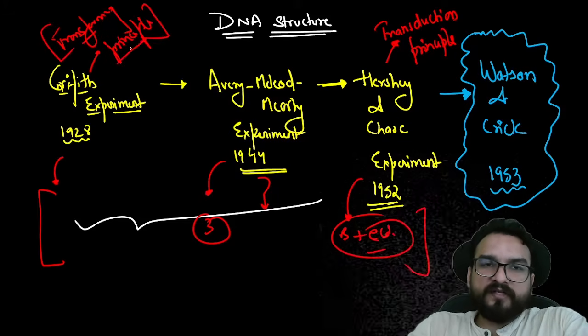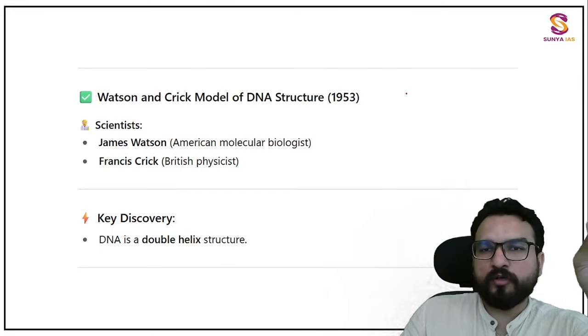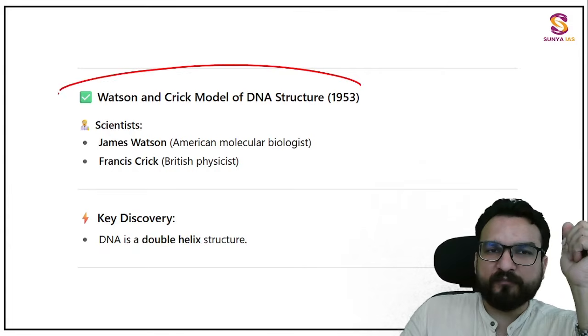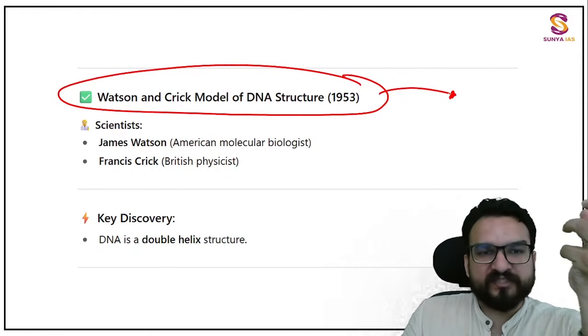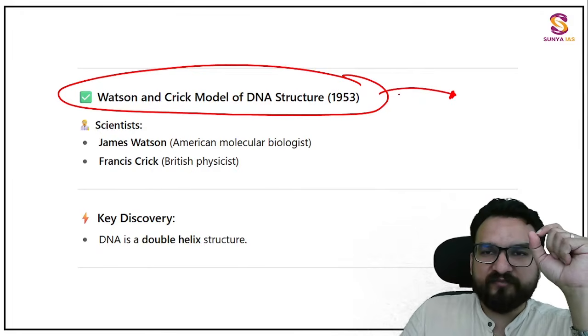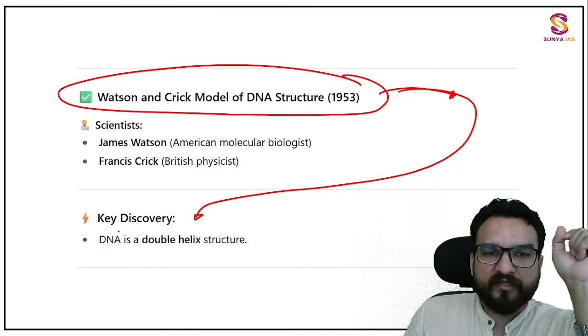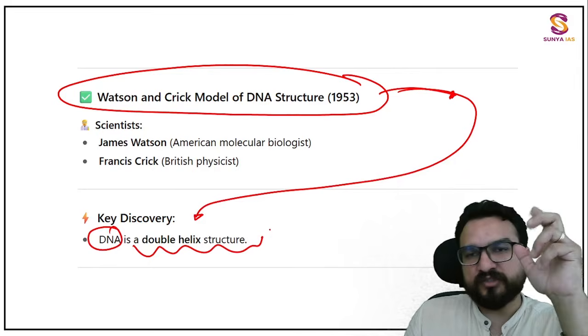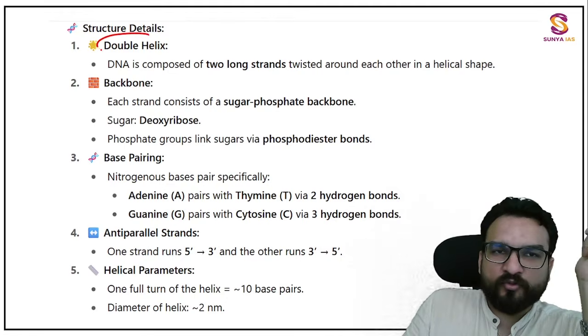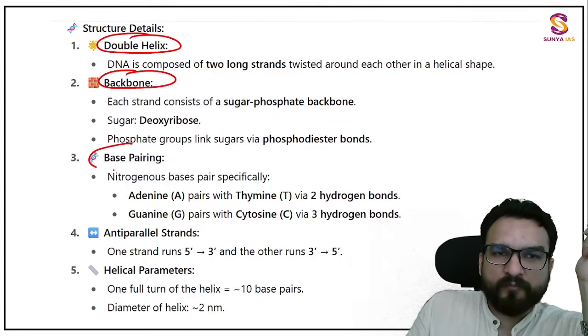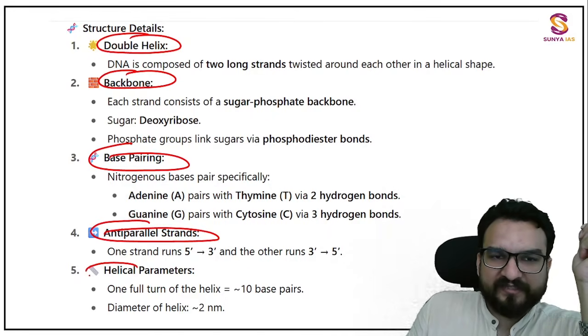Transforming principle, right? See now, whatever we know about this DNA in detail, basically the Watson and Crick model is one of the strongest bases which they have given for the DNA. And what they have given over here is that DNA is a double helical structure. Like this DNA is over here. This double helical structure, which you all must have seen, has been given by Watson and Crick. So structure details, I'll be telling you: double helix, backbone, base pairing, anti-parallel strands, helical parameters.